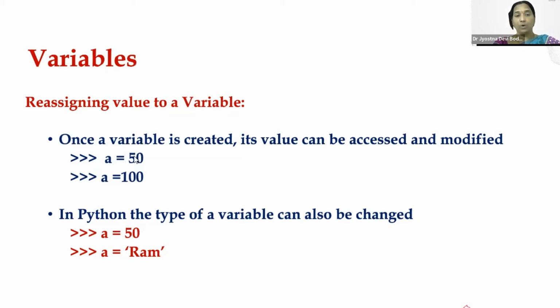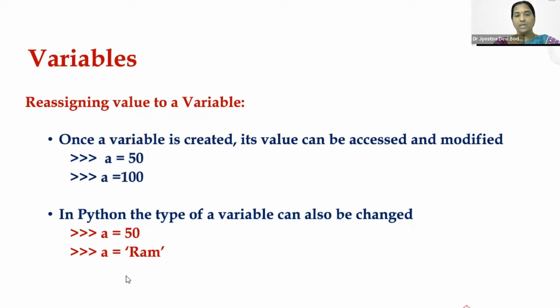Now consider how the value can be changed. Initially I have created a equal to 50. That means variable a is created. It is of integer type because we have assigned the value 50 to it. Later, after a few statements, I am executing another statement, a equal to 100. That means the value of a will be replaced by 100. The earlier value 50 is overwritten by 100. Hereafter, a is storing the value 100. This is how we can change the value of a variable by using the assignment operator.